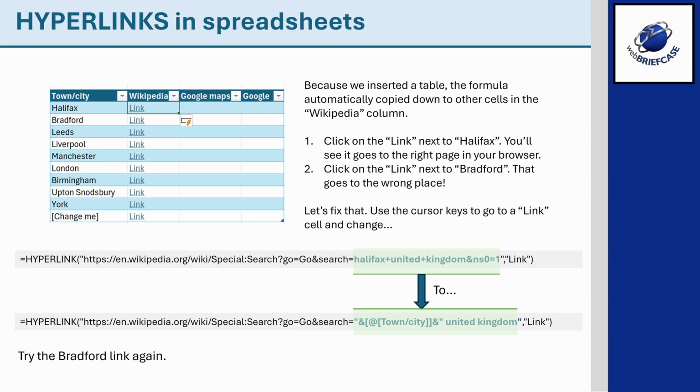Change the formula as shown on the screen. We're adding a speech mark and ampersand symbol, then clicking on the town in the same row and adding ampersand speech mark. Or just type exactly what you see on the screen. Once you've changed the formula, click on the Bradford link again and it should take you to the correct page.